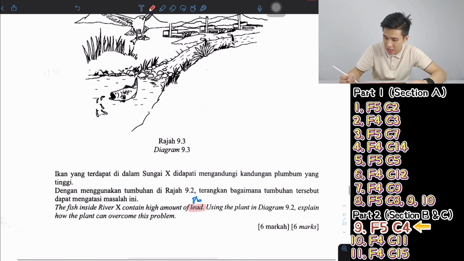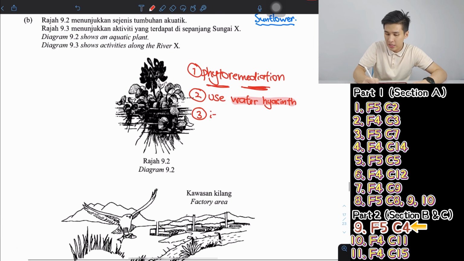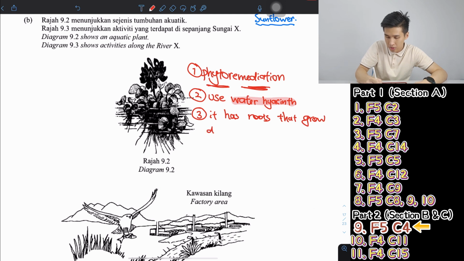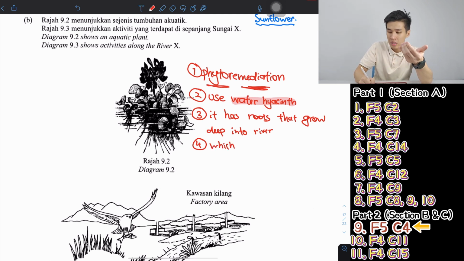Now, how is it able to absorb lead? It is 6 marks, quite a lot of points here. Number one, you can say it has roots that grow deep into the river. Their roots are so special that they don't just absorb water and minerals, they can also absorb lead. So you can say which are able to absorb lead from water.